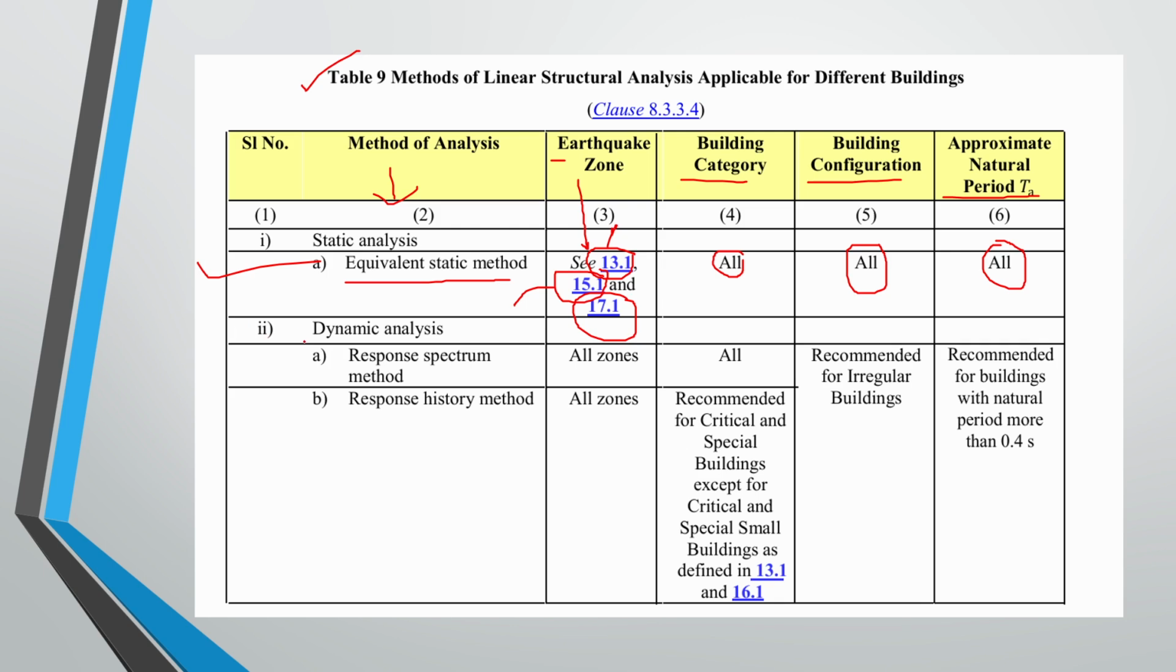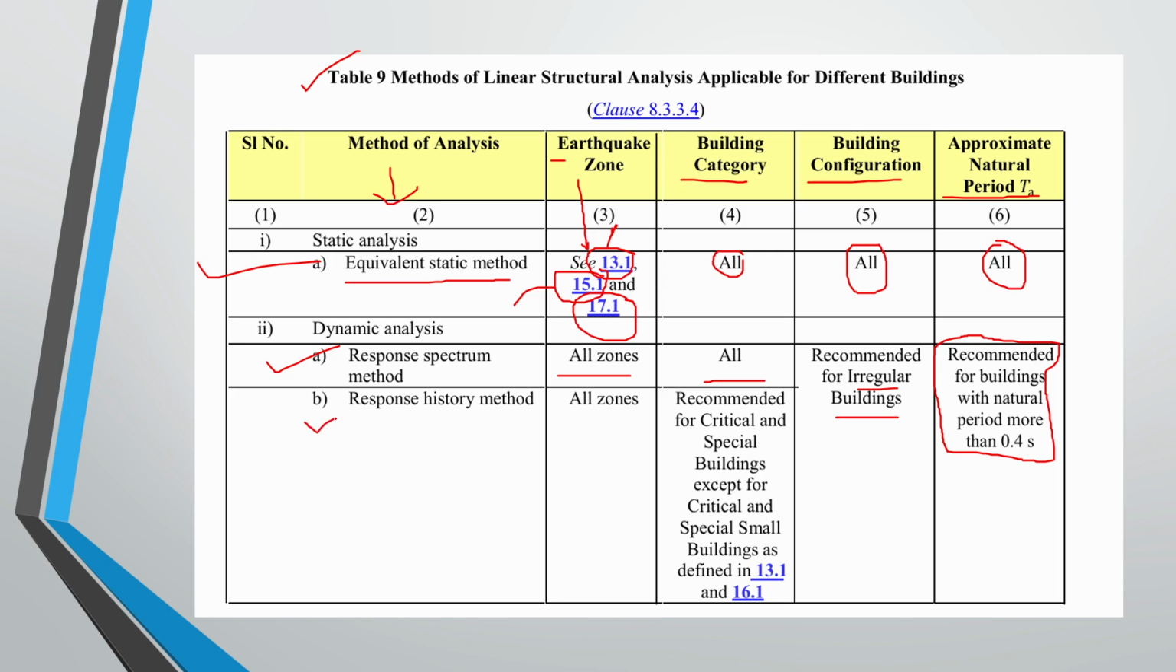So let's see about the dynamic analysis. In dynamic analysis, the first one is the response spectrum method. You can perform the response spectrum method for all the zones and all the building categories. I have collected the building categories; I will show you later. Next, building configuration. Generally, it is recommended for irregular buildings. So what is an irregular and regular building? I will make a separate video because it will be a long video, as so many types of irregularities are there. And next, it is recommended for buildings with natural period more than 0.4 seconds. So this is the response spectrum method.